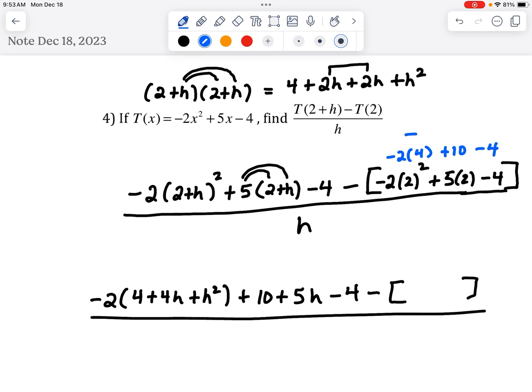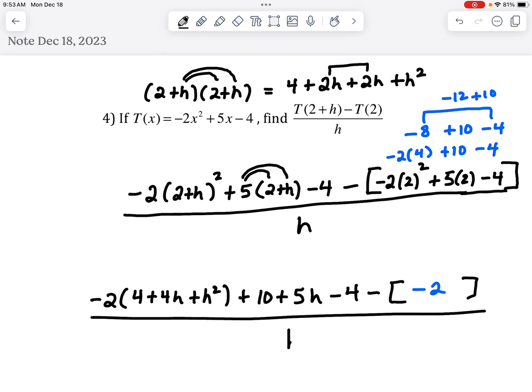Or that would be negative 8 plus 10 minus 4. So personally, what I would do is combine these two, which is a negative 12 and then plus a 10. So that means that that's a negative 2 inside the square brackets. And then the whole thing is still divided by h.